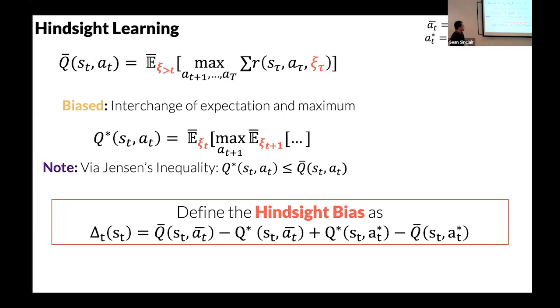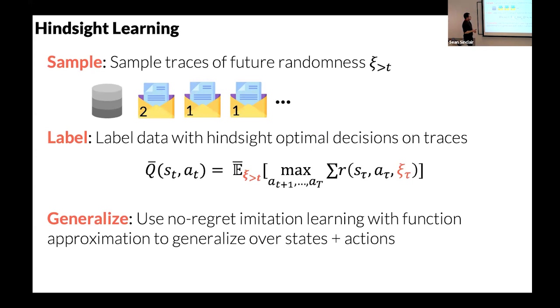Okay. And so really the only issue is then motivating that this quantity here, this hindsight bias, is low in OR applications. And with that, the last component of the algorithm is to use no regret imitation learning with some form of function approximation to generalize over all of the states and actions through an ERM-like procedure.